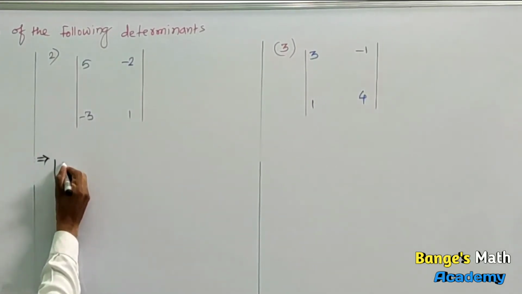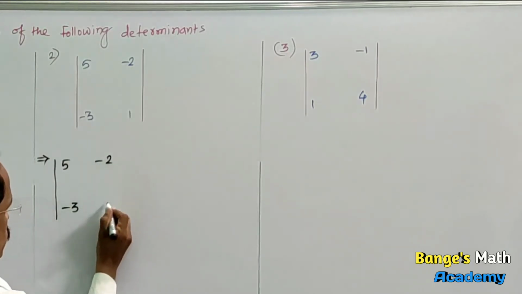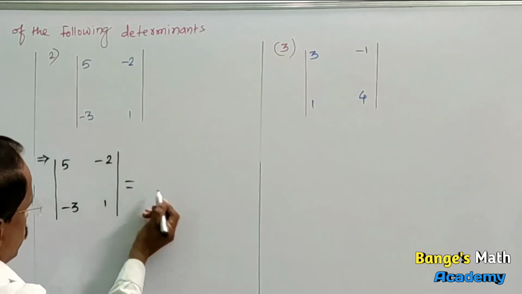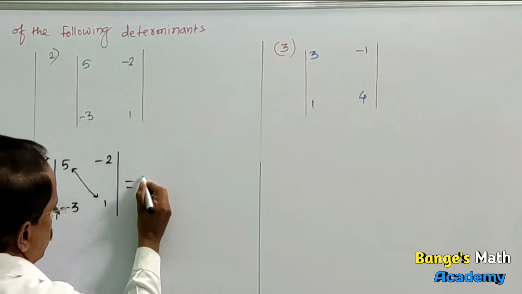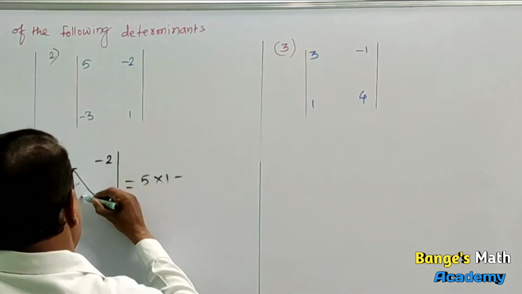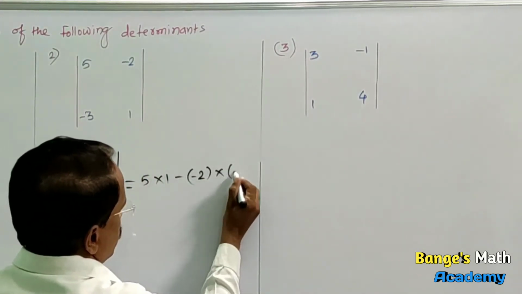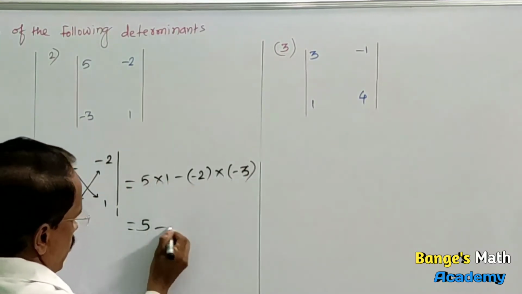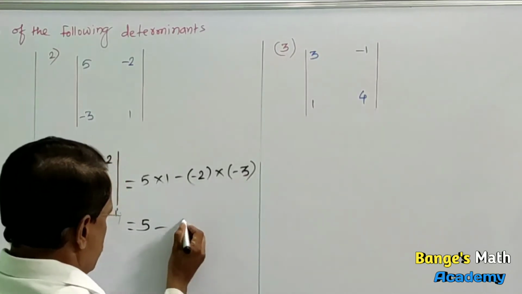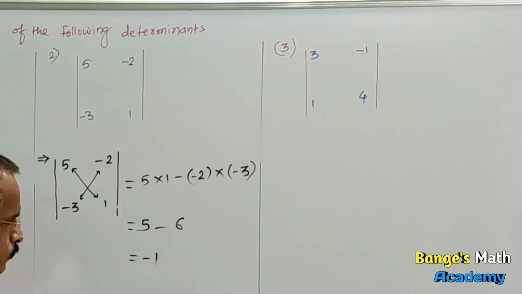In the first column 5, minus 3. In the second column minus 2, 1. We have to find the value of the determinant. So take first of all the product of 5 into 1, minus then the product of minus 2 into minus 3. Simplify this. 5 into 1, 5, minus 2 into minus 3, plus 6. Subtraction of this, 5 minus 6, minus 1. The value of the determinant is minus 1.